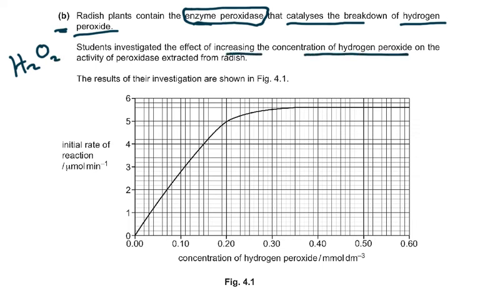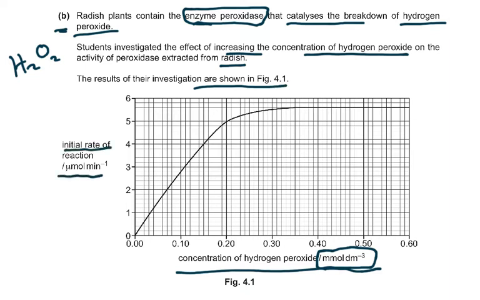So hydrogen peroxide is a substrate. So we have concentration of hydrogen peroxide in millimoles dm cube. Look at the units. Always look at the units. Please remember that. So the concentration of hydrogen peroxide, so this is actually the substrate, on the activity of peroxidase extracted from radish. The results of their investigations are shown in figure 4.1. Initial rate of reaction in micromoles per minute. So we see an increase and then we see it becoming constant.